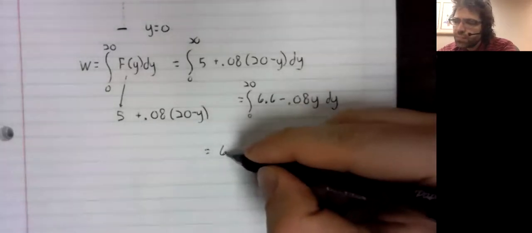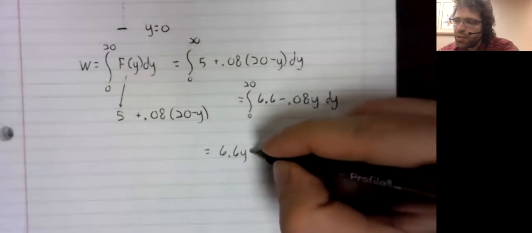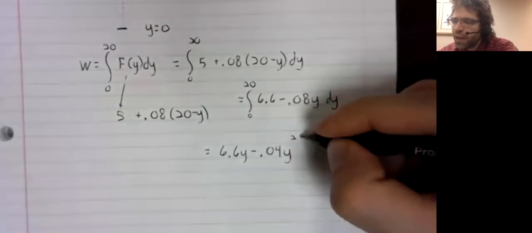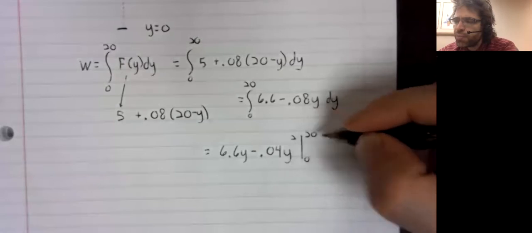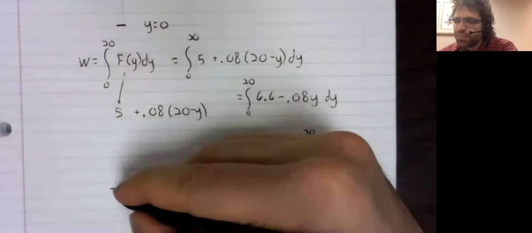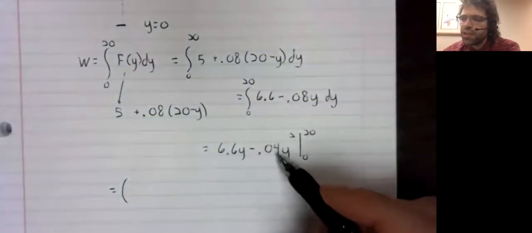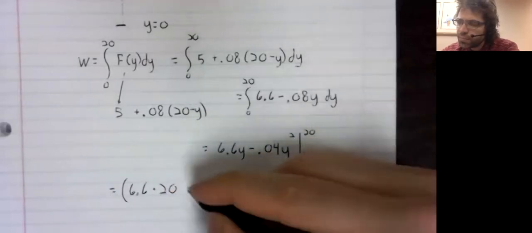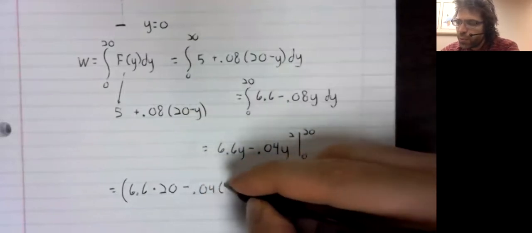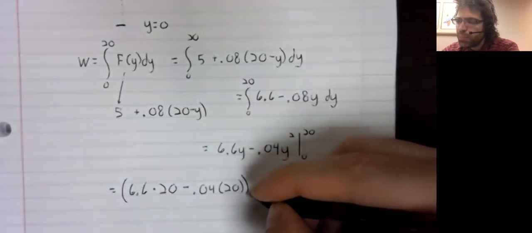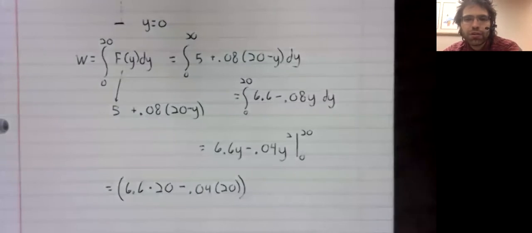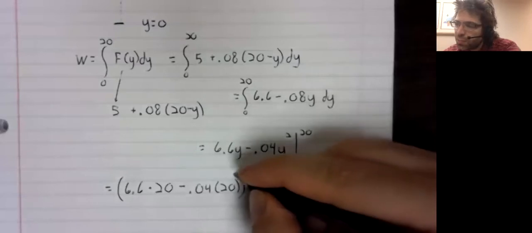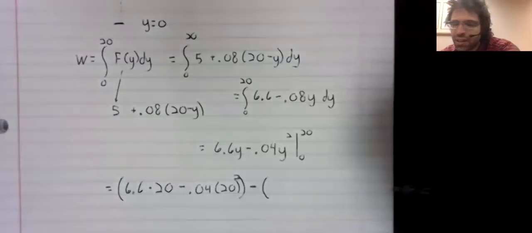Antidifferentiate: 6.6y minus 0.04y squared, evaluated from 0 to 20. So plug 20 in everywhere y appears. I frequently kind of skate past this step, but it doesn't hurt to remind ourselves what we're actually doing. Plug 0 in every place y appears, and let's not make any errors now.